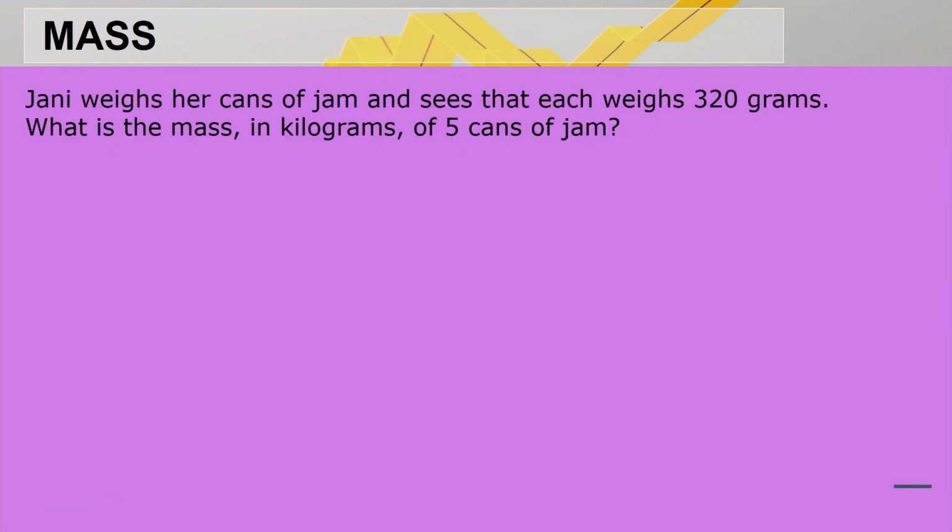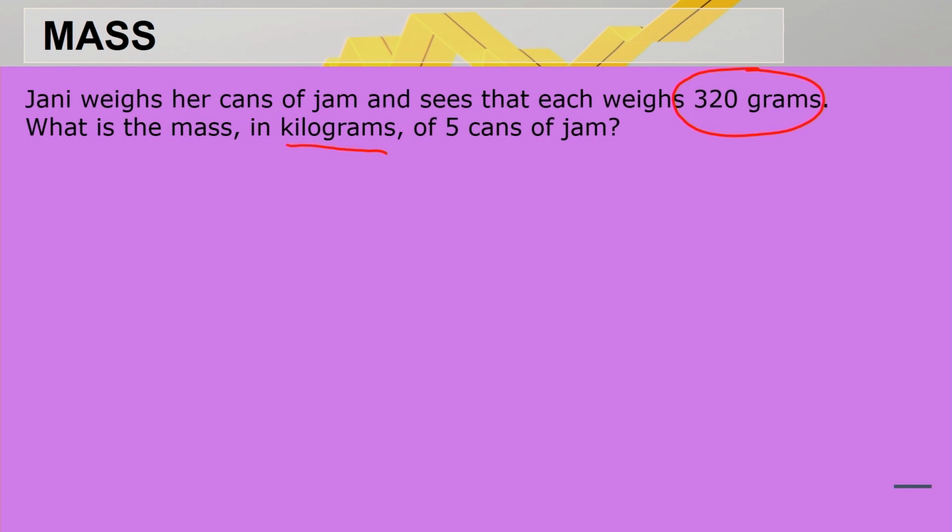Let's look at another example. Yanni weighs a can of jam and sees that each weighs 320 grams. What is the mass in kilograms of 5 cans of jam? Now, the weight is given to us in grams, but they want the answer in kilograms. So first, we will need to convert. Remember, if they want it in a different unit, always convert first. That is one of the biggest secrets.